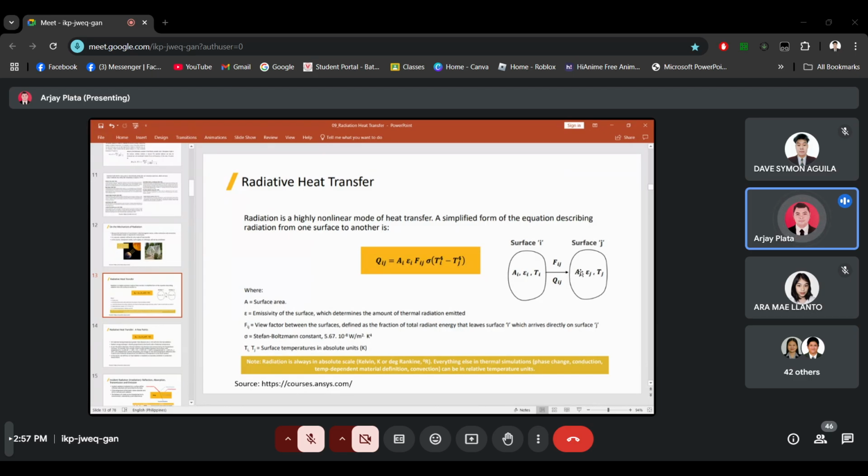Okay, so this is the equation Qij. I is surface 1 and J is surface 2. It is equivalent to area times emissivity times the view factor Fij, times the Stefan-Boltzmann constant, times the difference between Ti to the fourth minus Tj to the fourth. So that's our formula for radiation heat transfer for two surfaces, or from one surface to another.